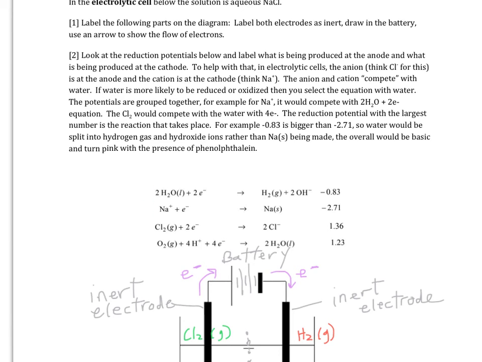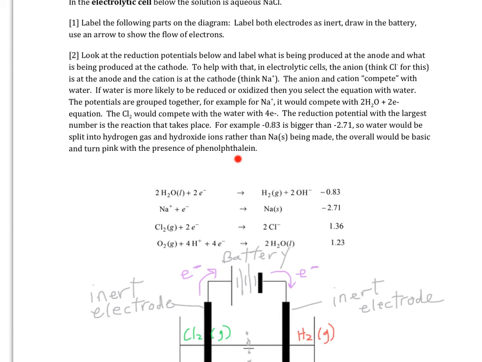Did I miss something else? Minus 0.83 is bigger than minus 2.71, so the water would be split into hydrogen gas and hydroxide ions, because that's what the equation says, rather than sodium being made. And overall, the solution would be basic and turn pink in the presence of phenolphthalein.